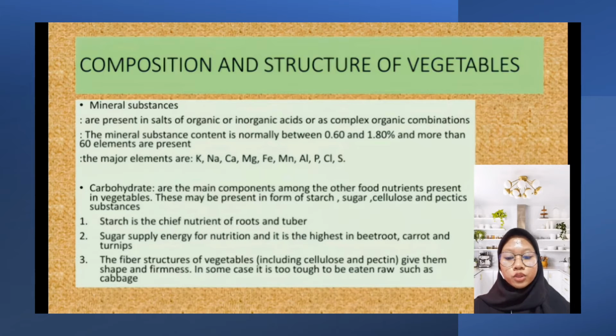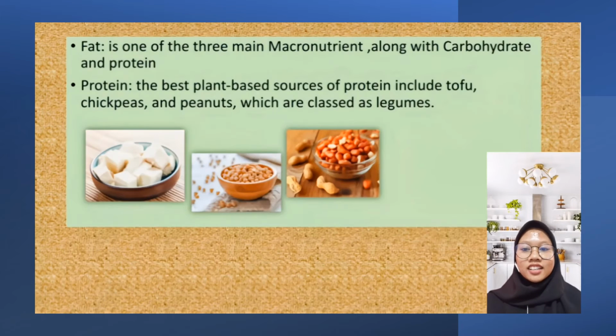Starch is the chief nutrient of fruits and tubers. Sugar supplies energy for nutrition and it is highest in beetroot, carrot, and turnip. The fiber structure of vegetables, including cellulose and pectin, gives them shape and firmness. In some cases, it is too tough to be eaten raw, such as cabbage. Next, fat is one of the three main macronutrients along with carbohydrate and protein. Protein's best plant-based sources include tofu, chickpeas, and peanuts, which are classed as legumes.